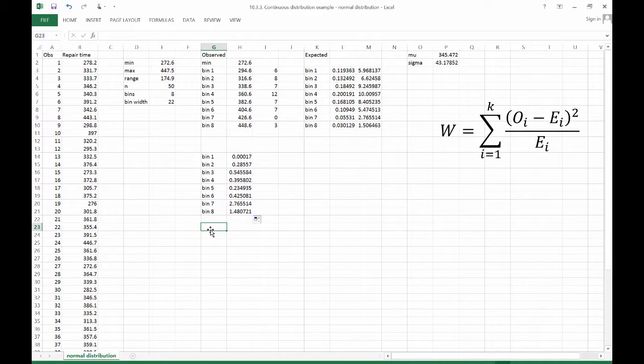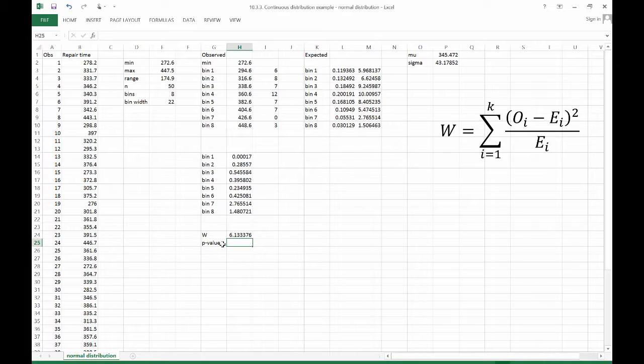Okay, so now let's calculate what this test statistic would be. That's the sum of those deviations. Okay, 6.133. So now we've got to find the p-value. Okay, this one is kind of iffy. We're not entirely sure what we might do here, but let's calculate the p-value. That's going to be with that chi-square dist.rt function.